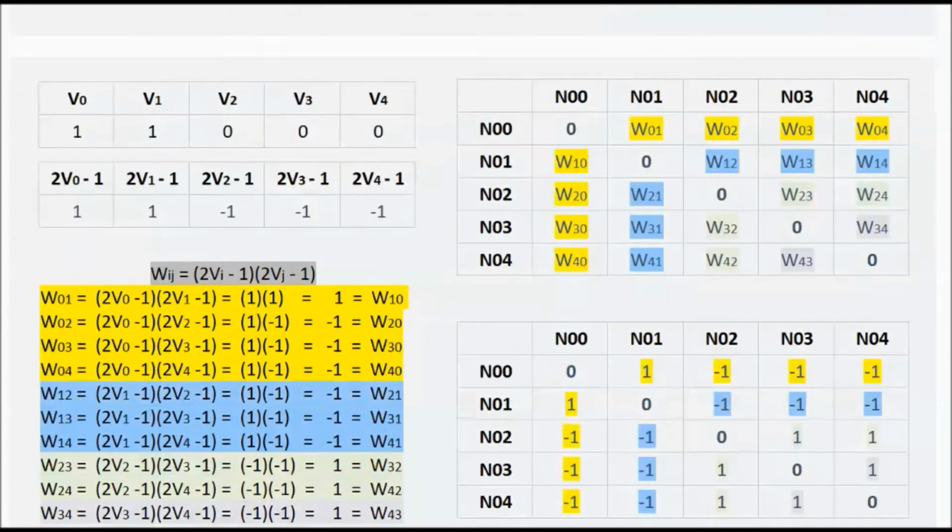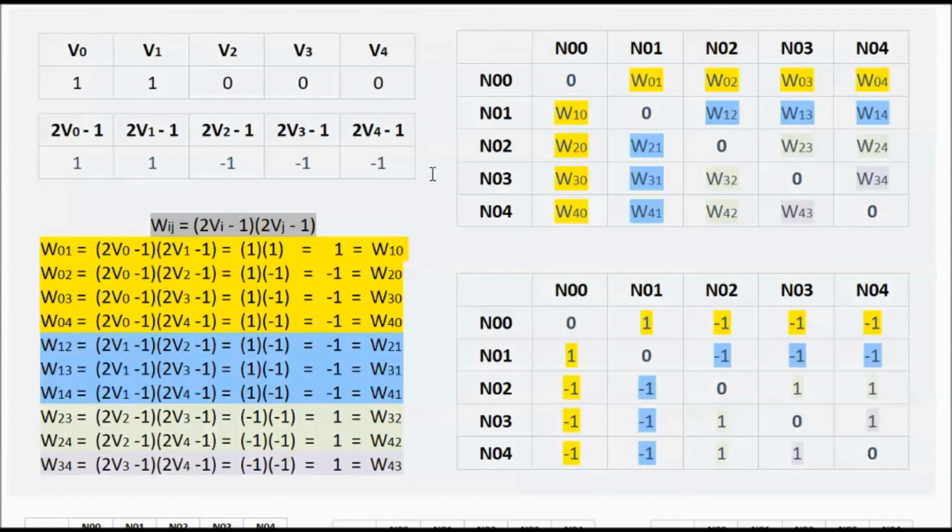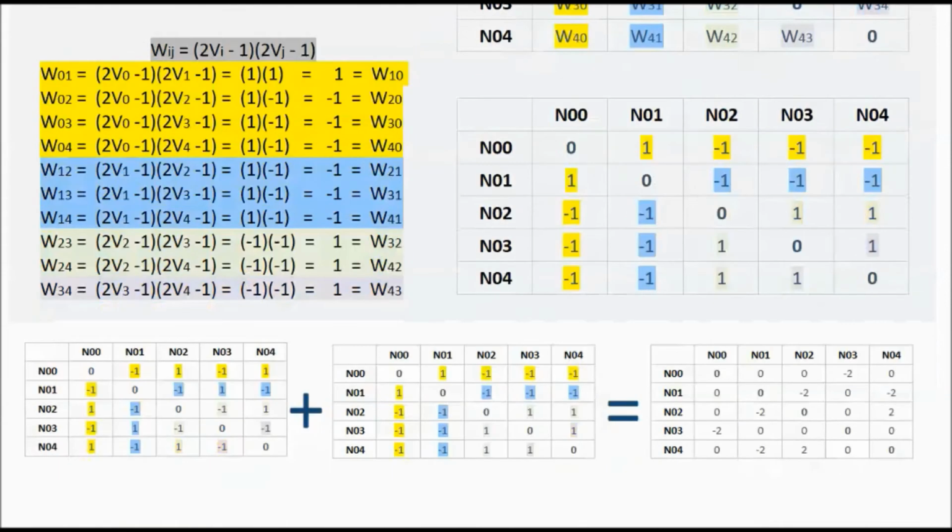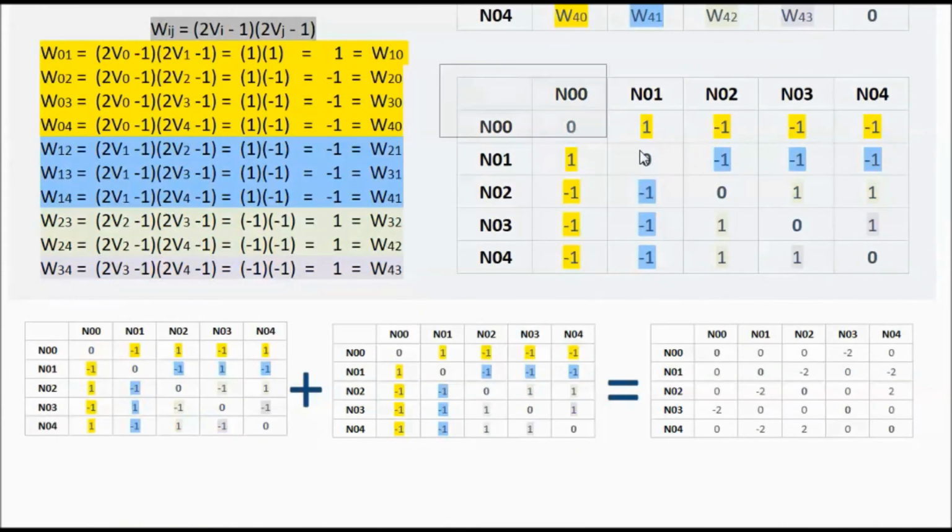And we can do the same and calculate the weight matrix for this pattern, 11000. And the way we are able to store and recall both patterns at the same time is to add those two matrices. So we add this weight matrix to the previous one, and we end up with this weight matrix that is able to store and recall patterns based on partial or distorted input.